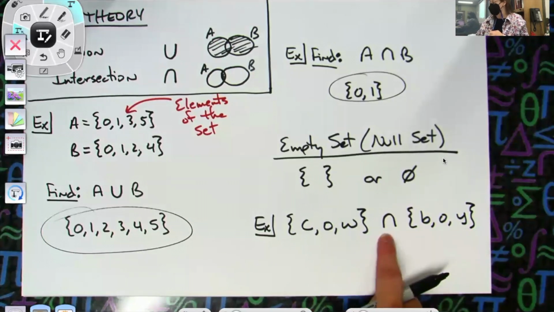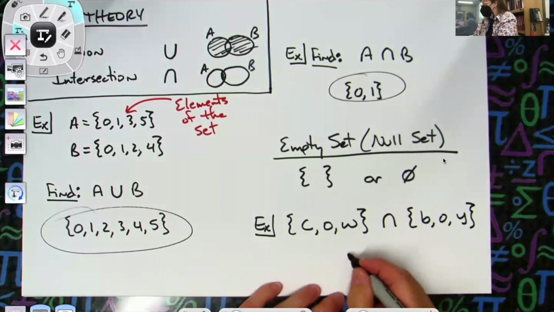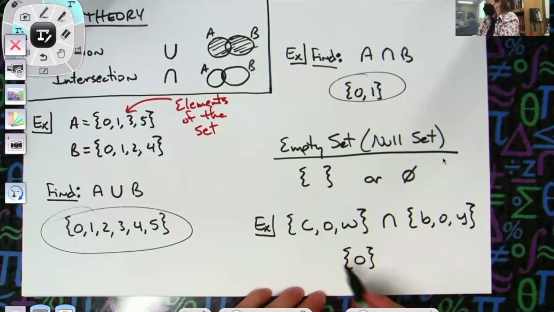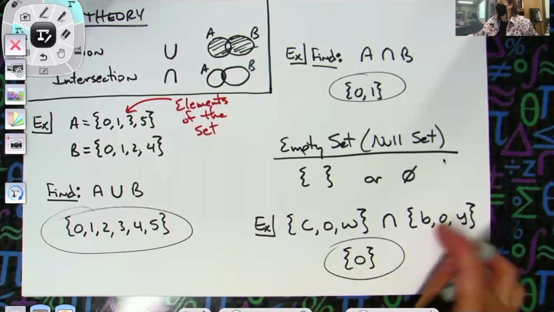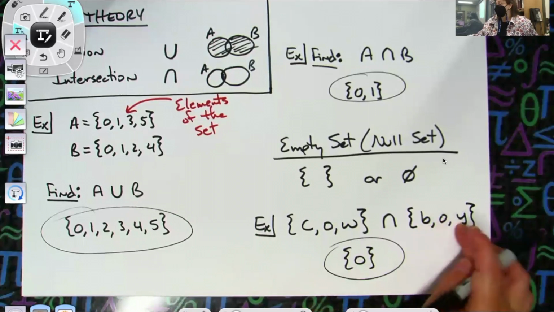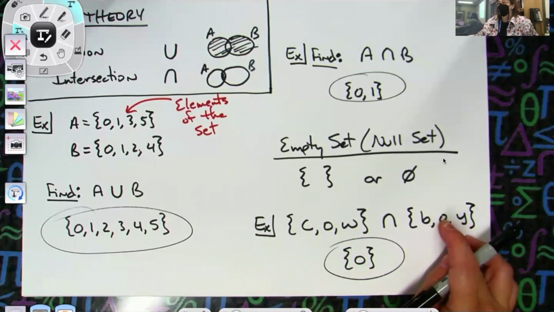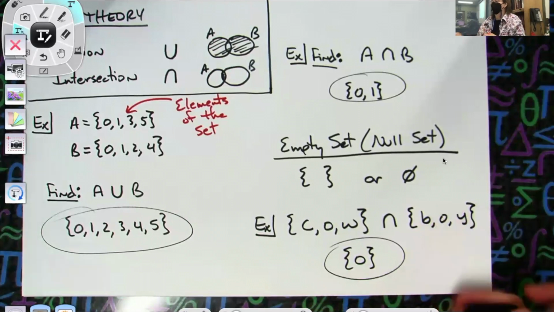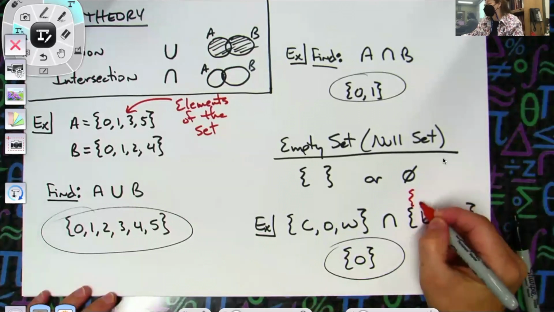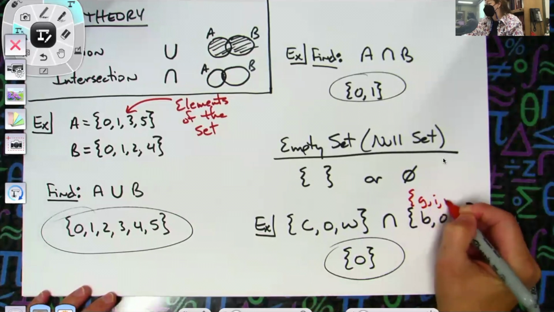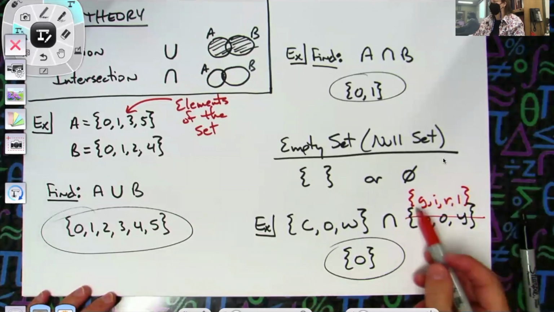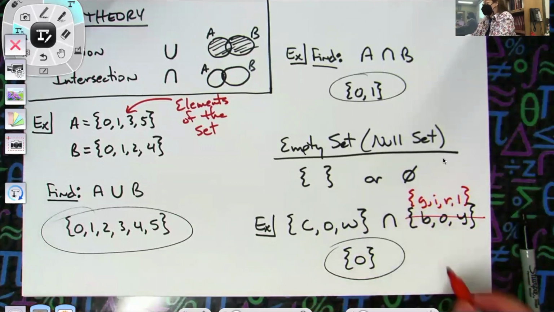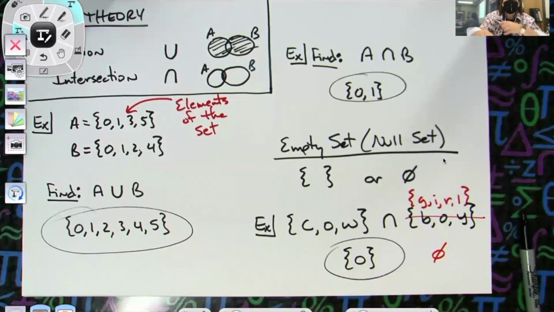Now if I'm intersecting, I want to know what the intersection is. The intersection is the letter O. If I would have written the word girl, if this set right here would have been girl, what's the intersection of that if I did girl? Nothing, empty set, null set, so I could just do something as simple as that.